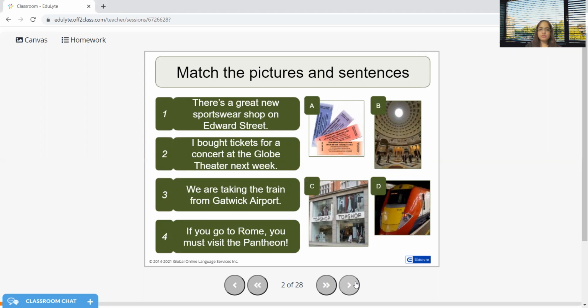There is a great new sportswear shop on Edwards Street. There is no article here. It is matching with picture C. Second, I bought tickets for a concert at the Globe Theatre next week. Picture B is the matching one. Third, we are taking the train from Gatwick Airport, which is picture D. And if you go to Rome, you must visit the Pantheon. It can be picture A. So actually the intention is not to match the sentences with the pictures. It is actually to explore the usage of articles.